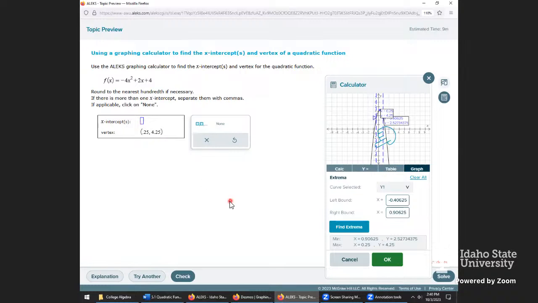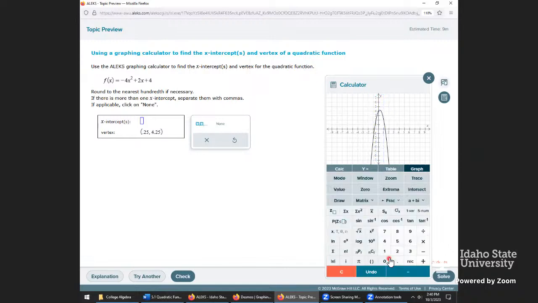Now we need intercepts. So I'm glad we did another one, because finding the intercepts on this is the same kind of thing, but we don't need extremas anymore. So I'll just click OK. And now I think this is a good time to use the trace button. We hit trace. We should be able to find a value right where x goes to 0.